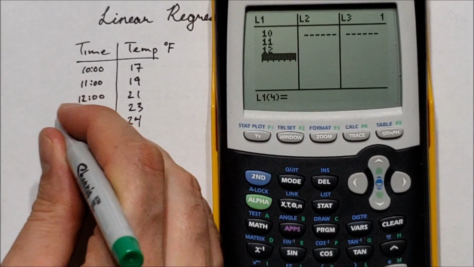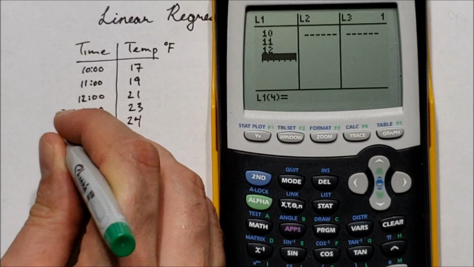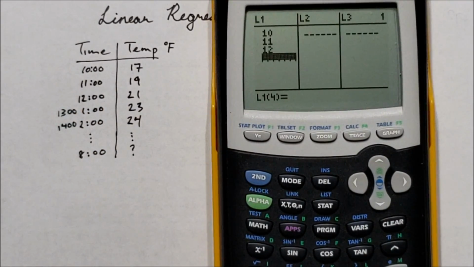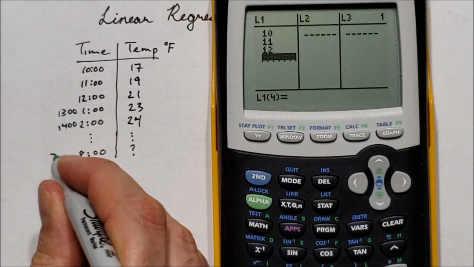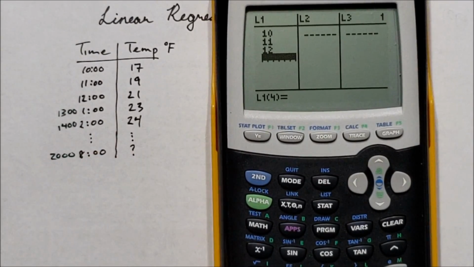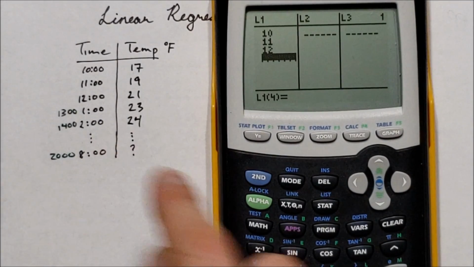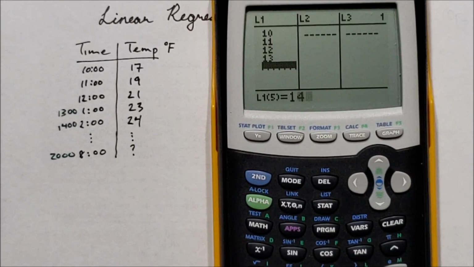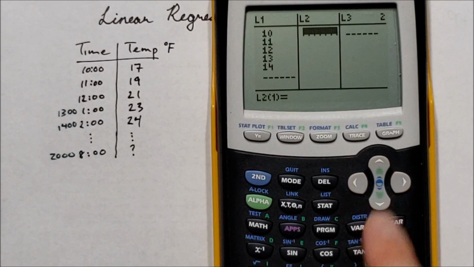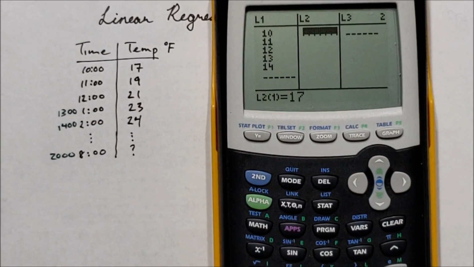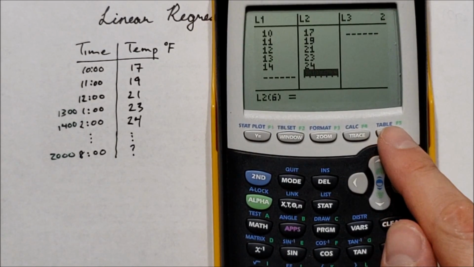So let's make this 1300 and 1400, our 24-hour clock, so that our times are in sequence. This will similarly be 2000 hours. So we'll do 13 and 14. Our second list is going to be our temperatures, 17, 19, 21, 23, 24. Once we have this data, we can go ahead and graph this.